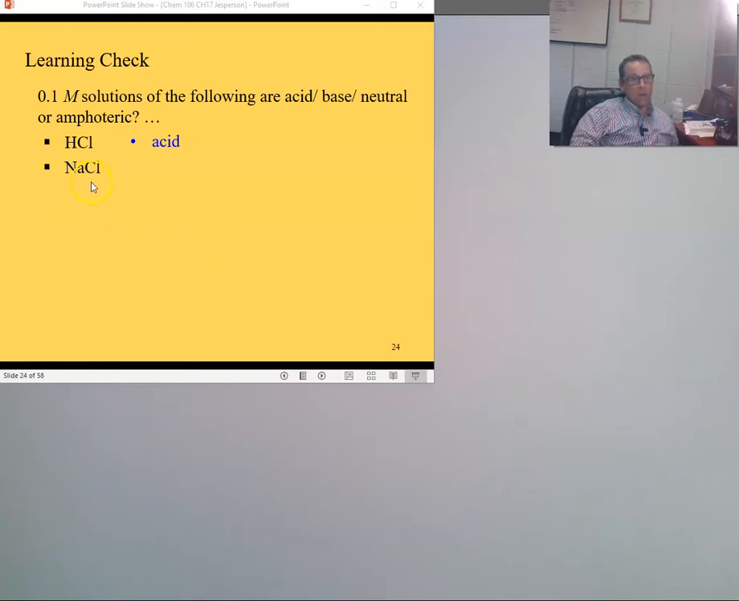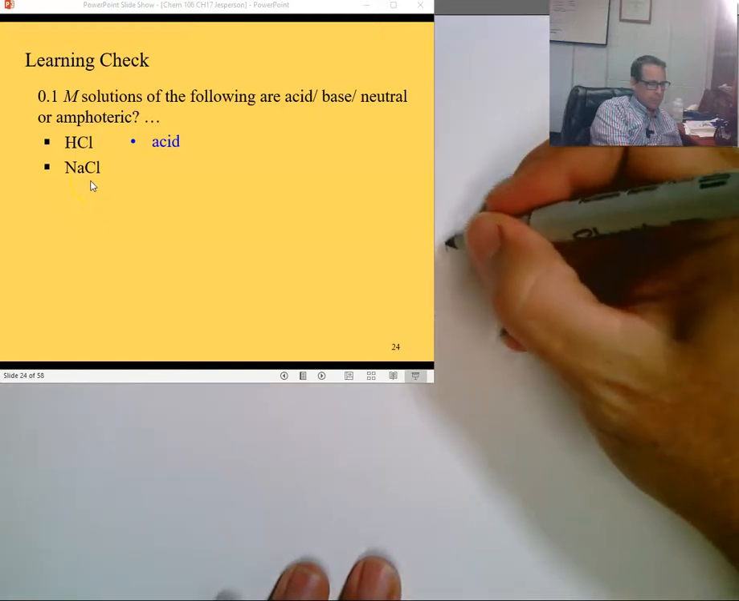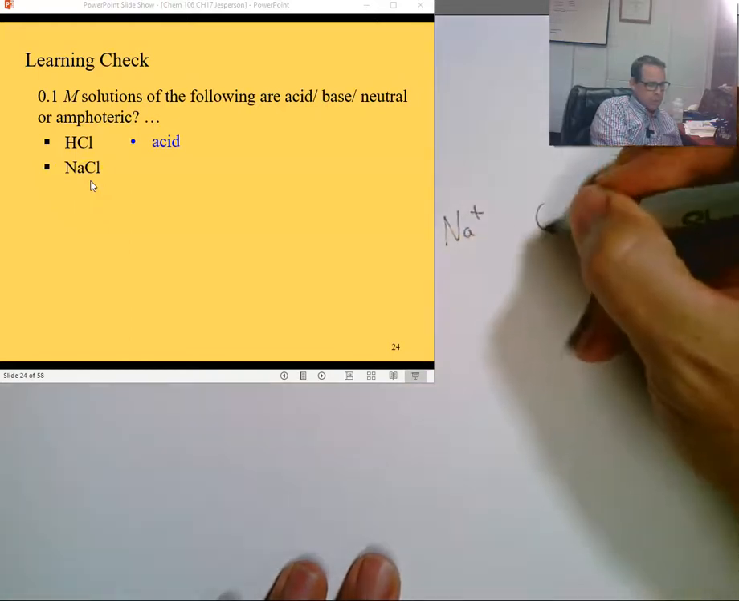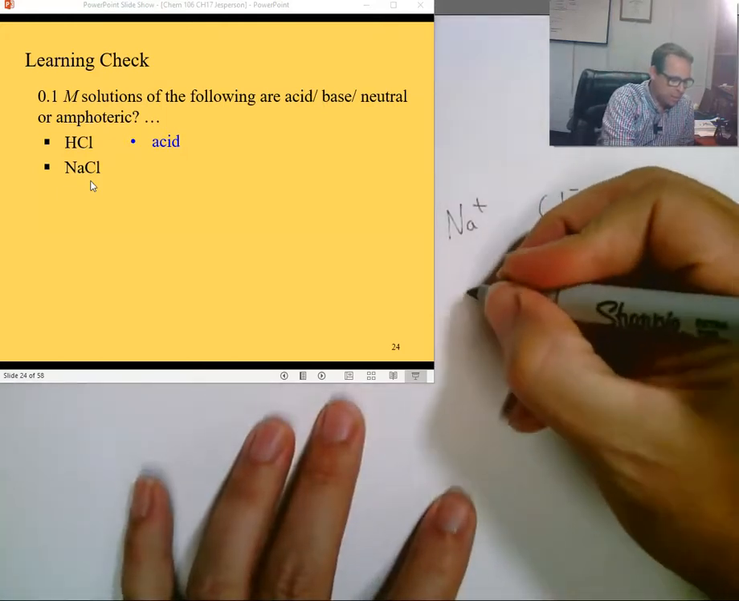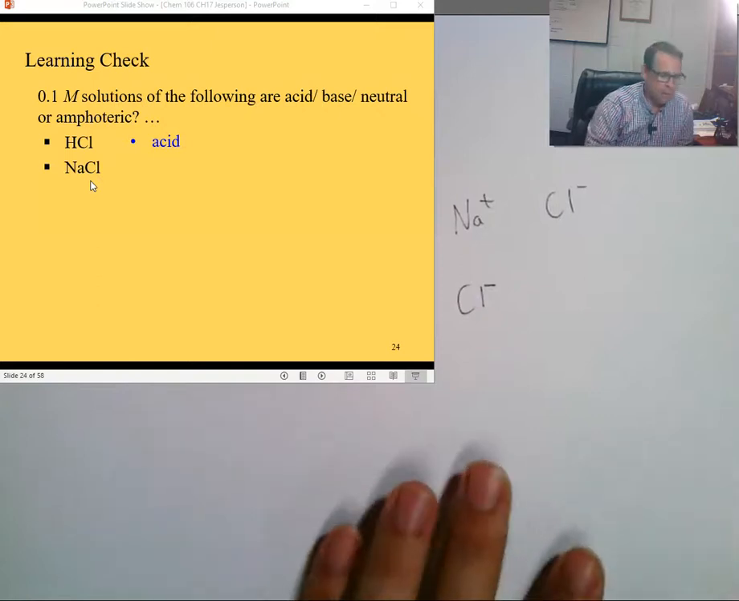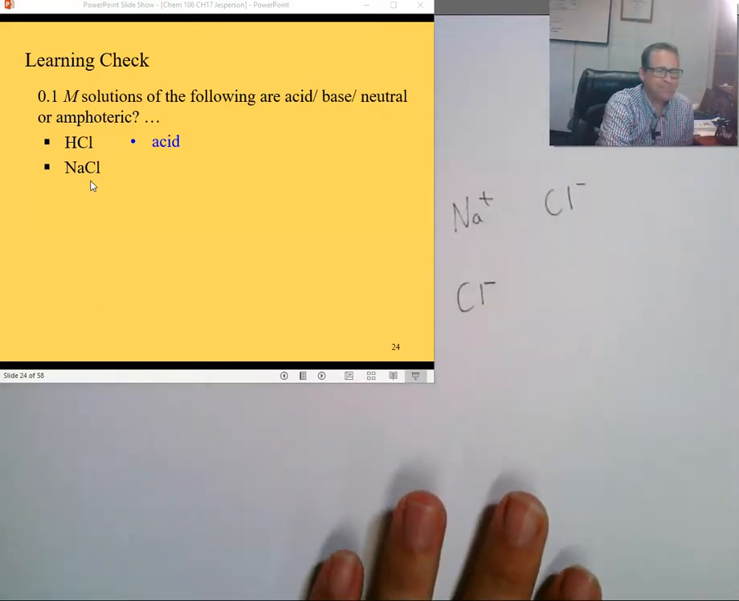All right, so when I put sodium chloride, this salt right here, into solution, what ions am I going to get? That's the first question. What ions am I going to get? Na plus, Cl minus. That's right. Those are the two ions that I'm going to get. And then we just have to look at those ions and try to decide if they are going to influence the pH of the solution. Well, how would they influence the pH of the solution? For example, if I had the negative chloride ion, what do you think, Camille?